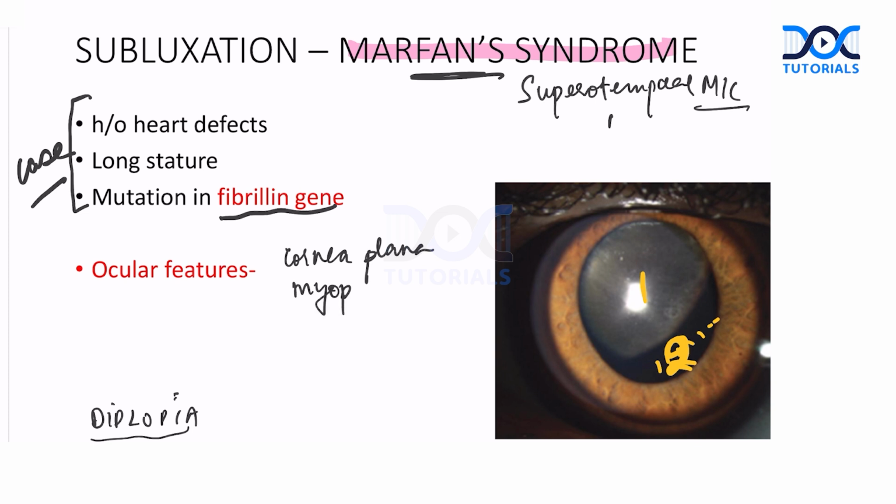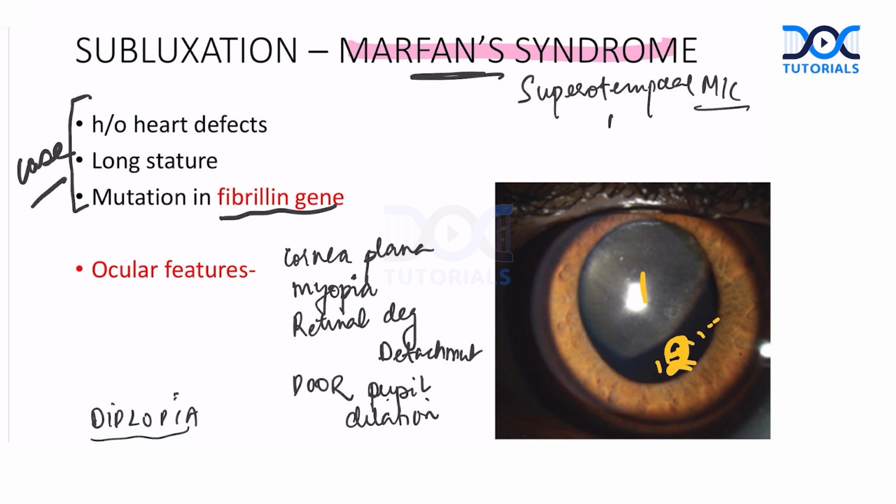Similarly, you have a myopic eye. Okay, the refractive error, long eyeball, myopia, and subluxation of the lens with myopia. There is a chance of retinal degenerations and retinal detachments also. The patient may have poor vision and poor pupillary dilatation also. So these are the other ocular findings which make it a very, very, very important expected question.